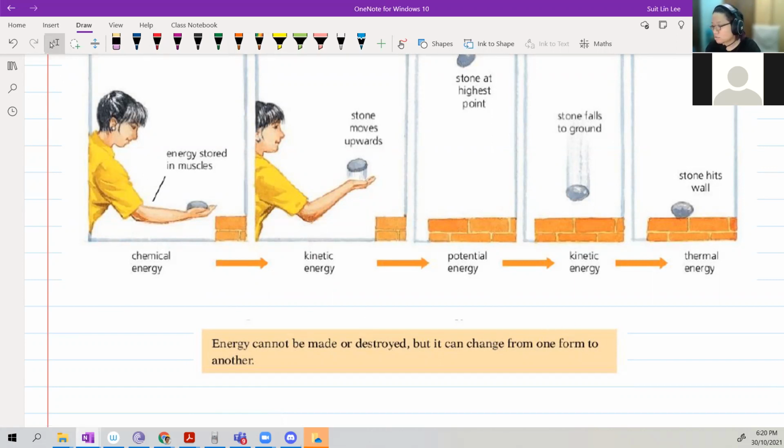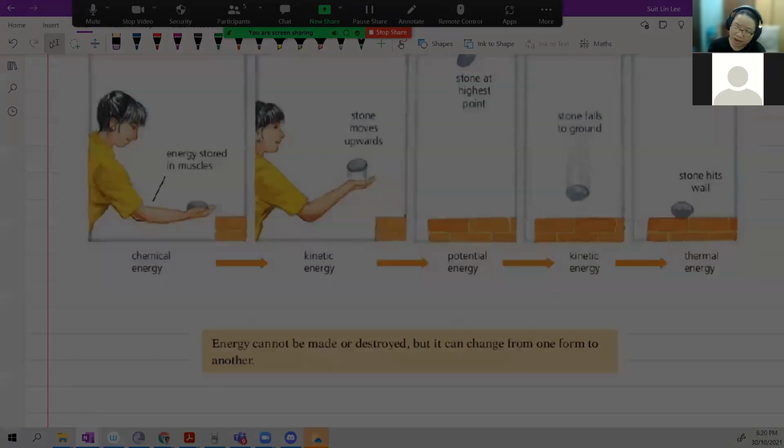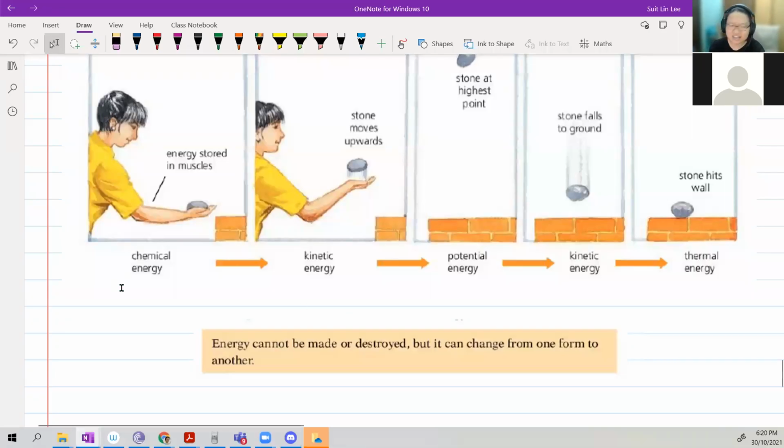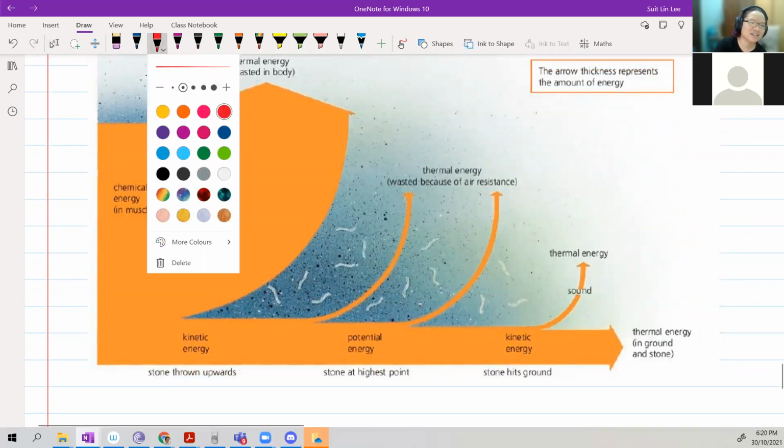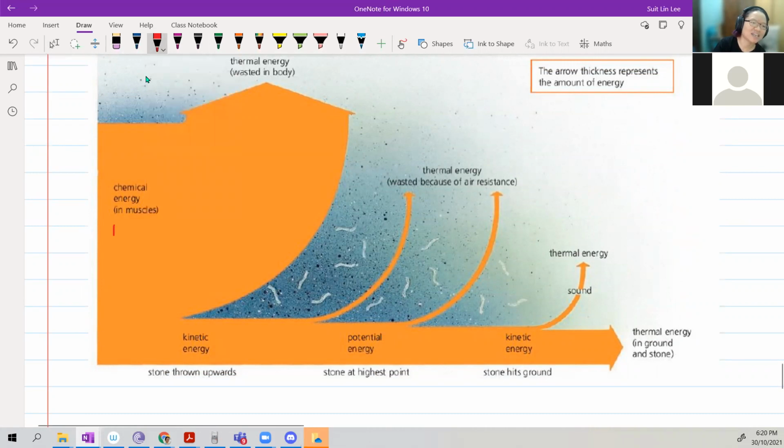Here's what you may have seen before in your Year 7. We call it the Sankey diagram, but it's just a flow chart. So this is all the chemical energy that you eat every day. I eat this food. Sure, I eat a lot, like I mentioned, we all have to eat a lot. And then a lot of it is wasted in the body.